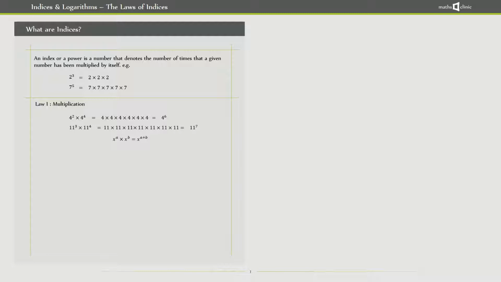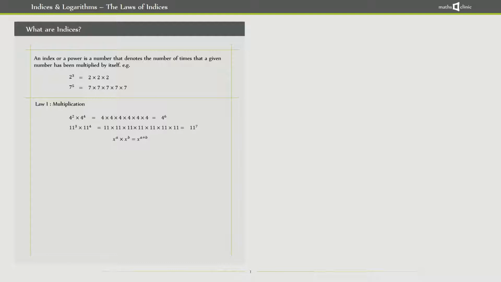Now, something you need to note is that the laws of indices apply when you're working with the same number. For example, you look at the first one you have there. We had 4 to the power of 2 and 4 to the power of 4.